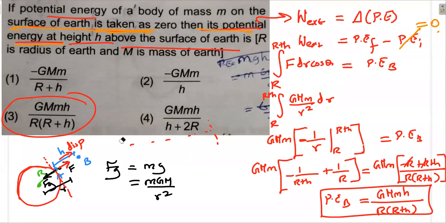But fine, I hope you understand. You can take 0 anywhere. This is the general definition, and it will always work: work done by the external force is the change in potential energy, and work done by the conservative force is the negative change in potential energy. To get better ideas about this, watch the class videos in the 11th playlist.